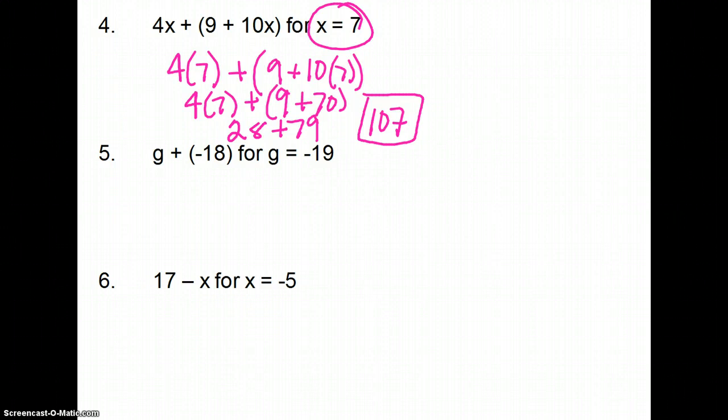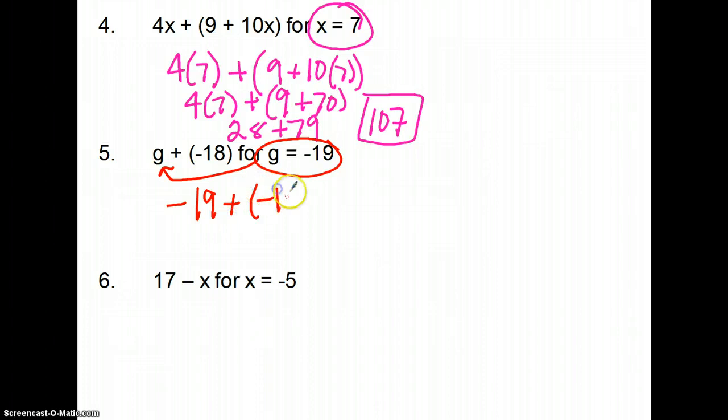Next one, I am plugging in g equals negative 19 for g. How I do that is I take g equals negative 19 and plug it in to the g. So that gives me negative 19 plus a negative 18. When my signs are the same, I just add the numbers and keep the sign. So 19 plus 18 is 37, and I keep the sign. So my answer is negative 37.